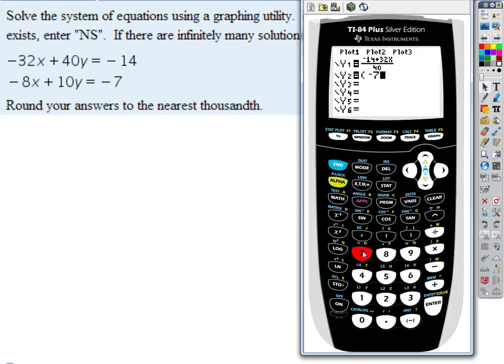Plus 8x. Add the 8x to the right side. Close parentheses. Divide by 10. Good. Okay. And if I graph that, now this time I could just hit graph, couldn't I? Because I know that I already had the window reset. But if I'm ever unsure, just hit zoom 6. So there's the first line.